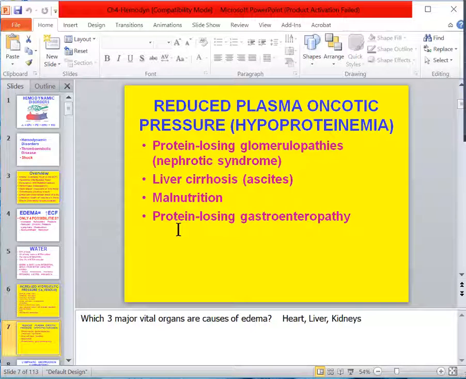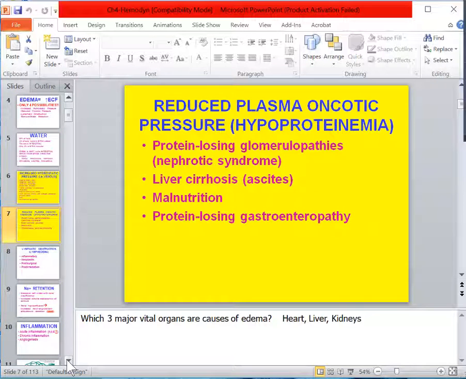But let's say that you are losing your proteins because of inflammatory disease in your bowel. We talked about losing it through the glomeruli or the kidneys, but you can also lose it through your bowel if you have inflammatory bowel disease or other ulcerative, let's say, diseases resulting in leakage of blood protein into your gastrointestinal tract.